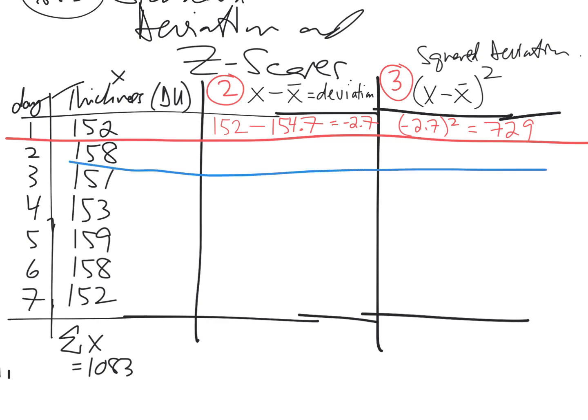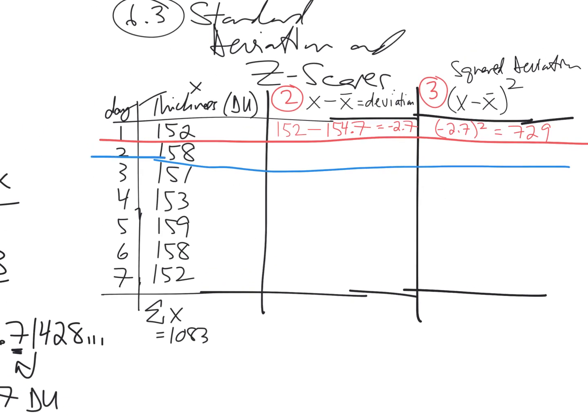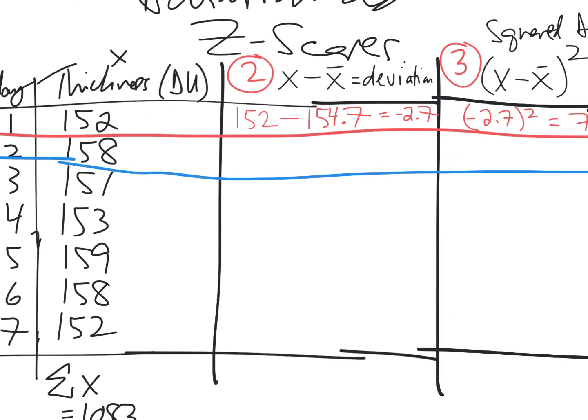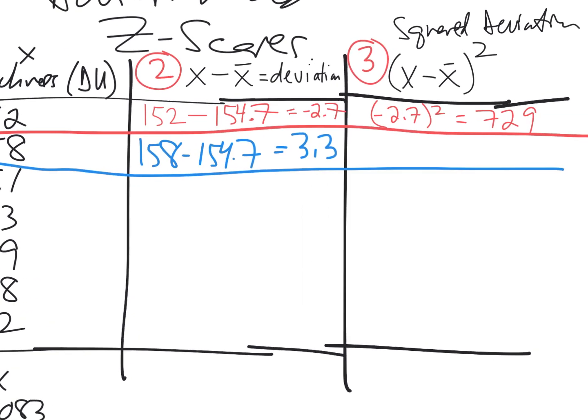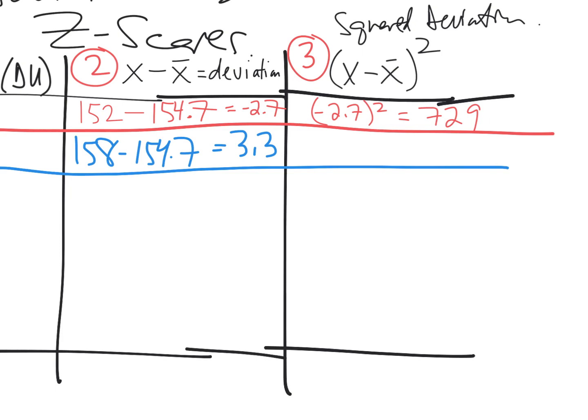Okay, so the next row, 158 minus the mean. In this case, it's 3.3. That's how much this piece of data deviates from the mean. So it's on the right side of the mean. If it's positive, it's on the right side of the mean. If it's negative, it's on the left side of the mean. And while we have it on our screen, we're going to square it, and that's 10.89.